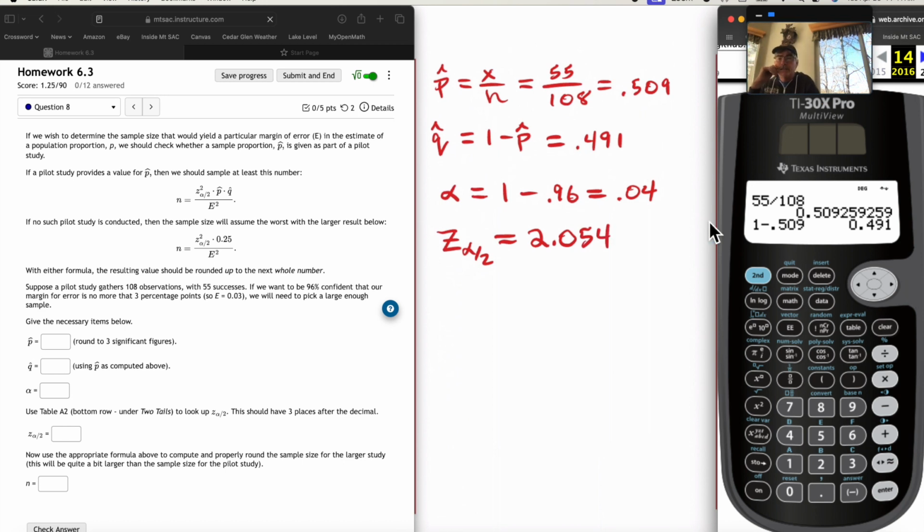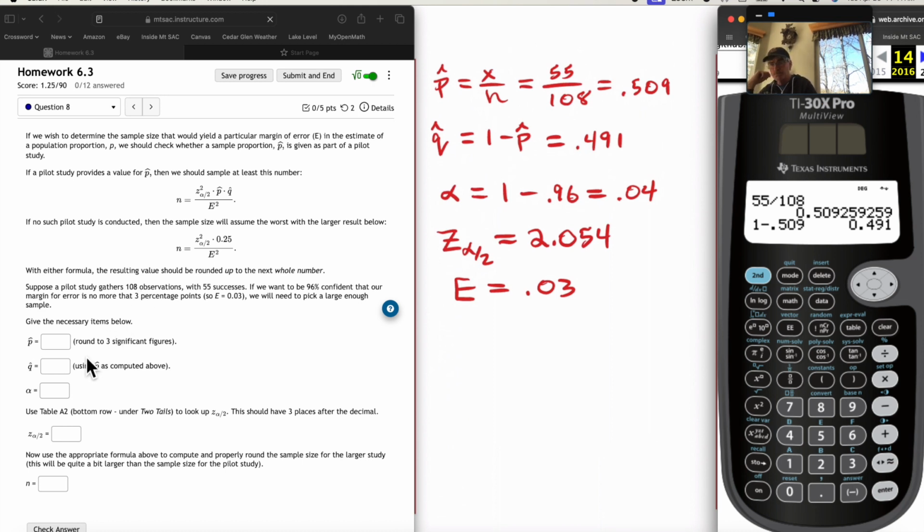And now we're at the point where we've got just about everything. We've got our z alpha over 2. We can do the sample size next. That's going to require our margin of error. You can see here the margin of error we're picking is 3 percentage points, 0.03. That usually goes with a sample of about 1,000. And we only did 108 observations in the pilot study, so this is going to have to be increased to about 1,000 or so. We'll see what it says.